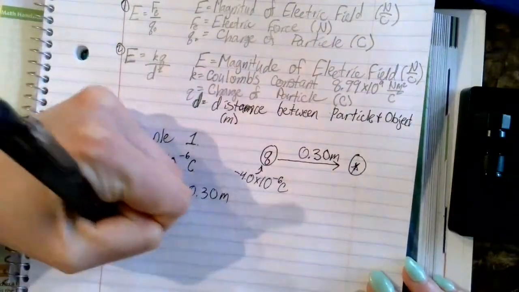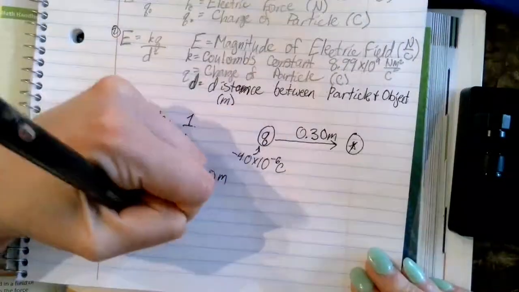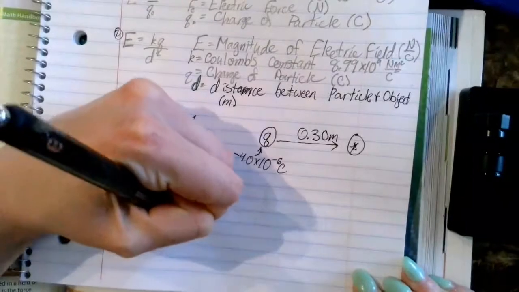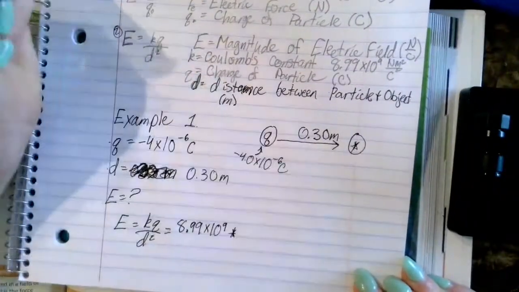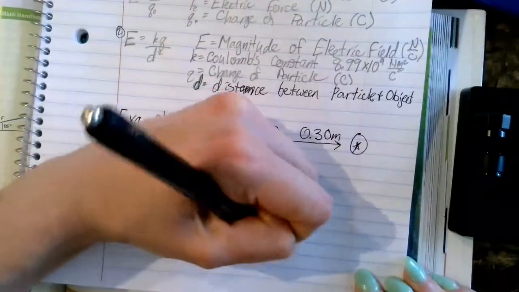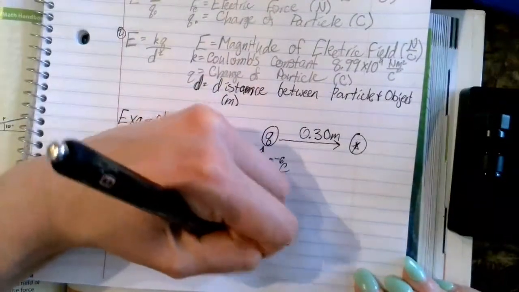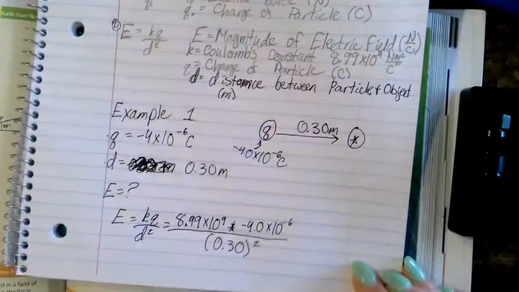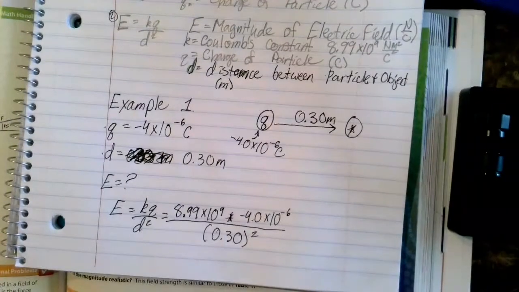E equals K Q over D squared. Filling in what we know, K is 8.99 times 10 to the 9th times Q is negative 4.0 times 10 to the negative 6 divided by D, which is 0.30 squared. All right, turning to our handy-dandy calculator.